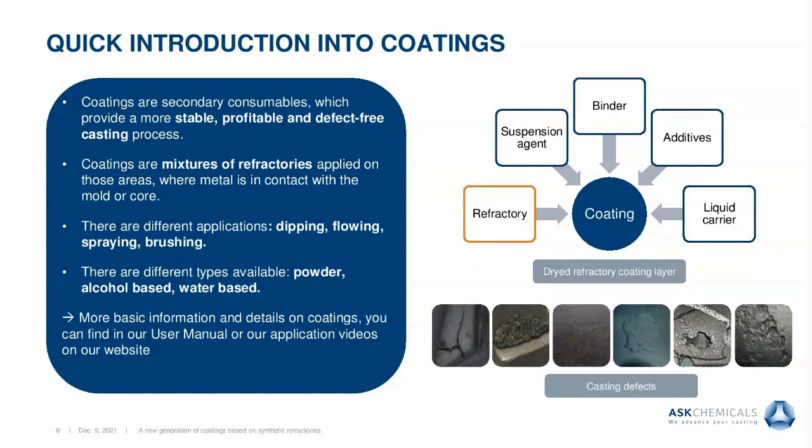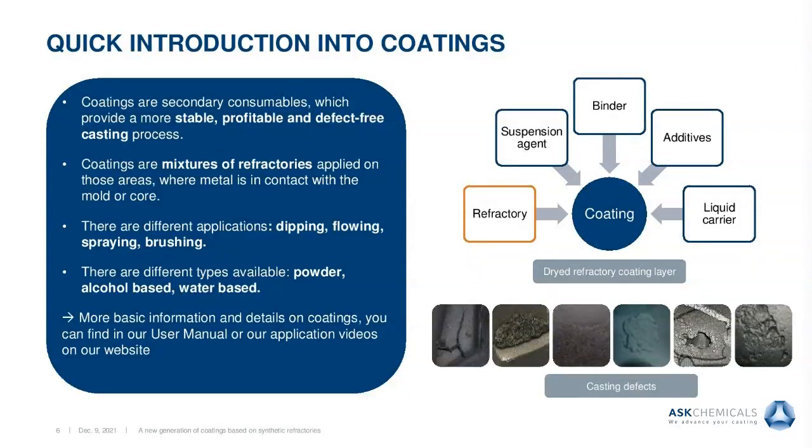Coatings are mixtures of refractories applied on those areas where metal is in contact with the mold and core. A coating is a suspension of a milled refractory in a liquid carrier. To prevent any sedimentation, you need some suspension agents, and you need a binder so that you have a good bond strength in the coating layer. And finally, you also need some coating additives which provide you with the features for the right application.